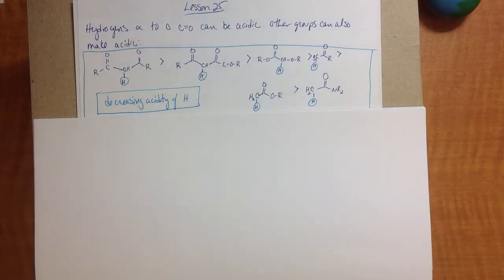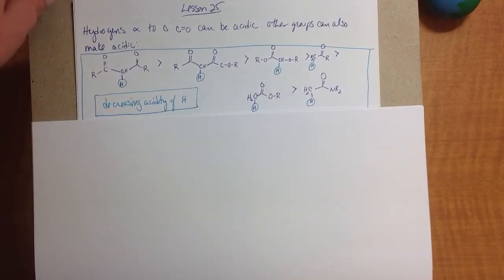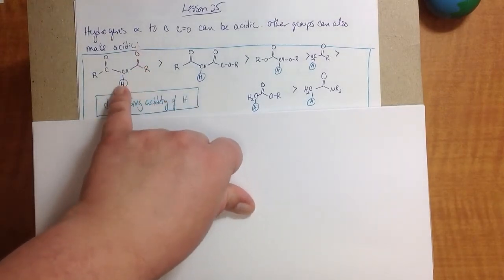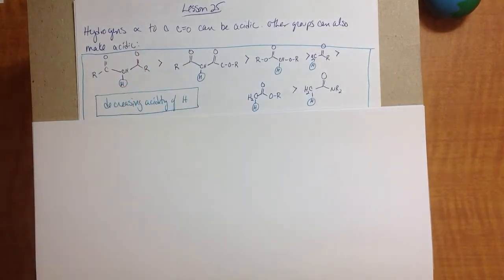Okay, welcome to lesson 25. I'm actually going to split this into two different videos, probably, because we're going to talk about how hydrogens that are next to a C=O bond tend to be rather acidic, or more acidic than other C-H bonds.